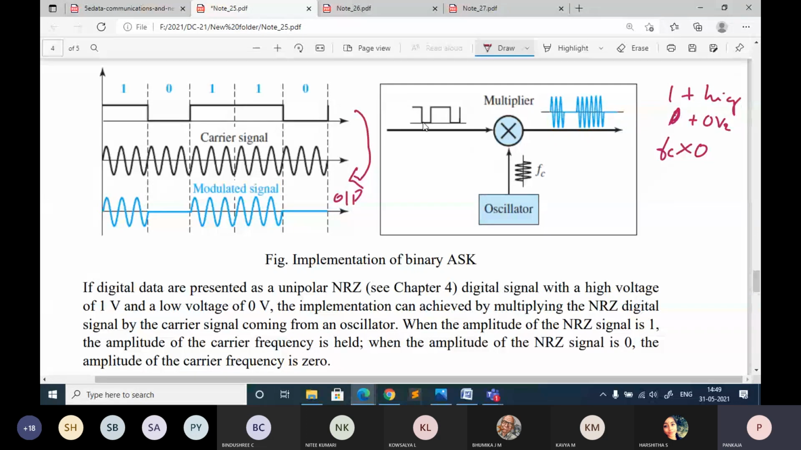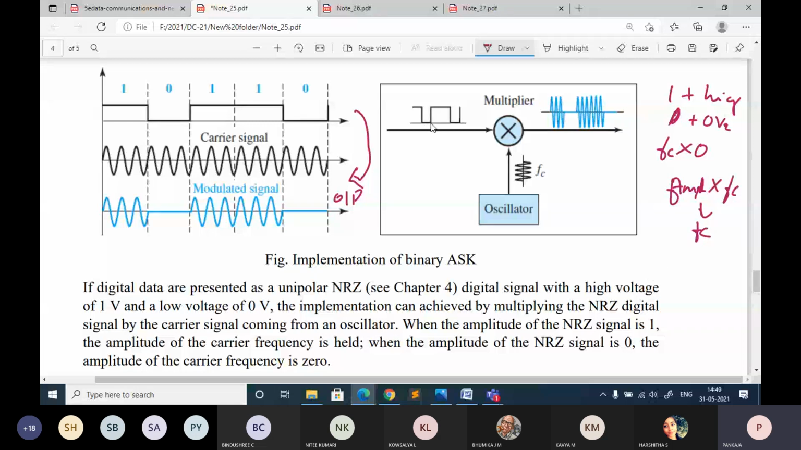So here, just remember, this is the input that is coming, and here there is a circuit that is going to multiply this input digital data with the high frequency generated by the oscillator. If you are getting high amplitude here, and you multiply with high frequency, you will just get a high frequency signal only.